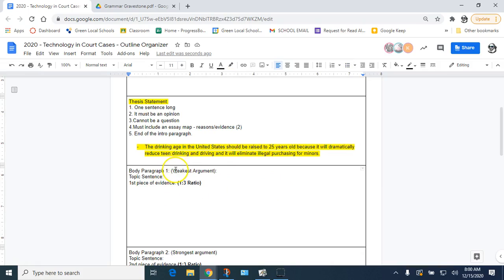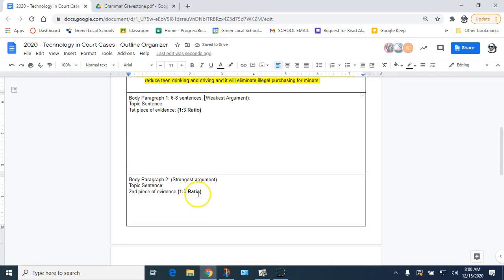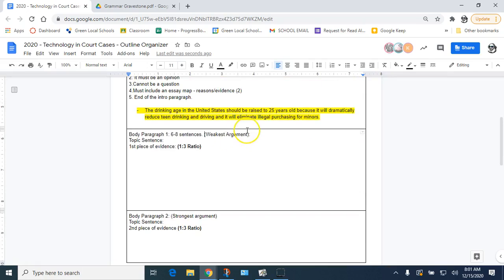Your first body paragraph is what I would consider your weakest argument, all right? You're only going to have 2 body paragraphs, okay? Understand that each body paragraph, for me in my class, is 6 to 8 sentences, okay? You want to start out with your weakest argument so you can end with your strongest argument. So for you, okay, you need to determine out of these 2 essay map points which one is weakest, which one is strongest. Only you can do that, all right?